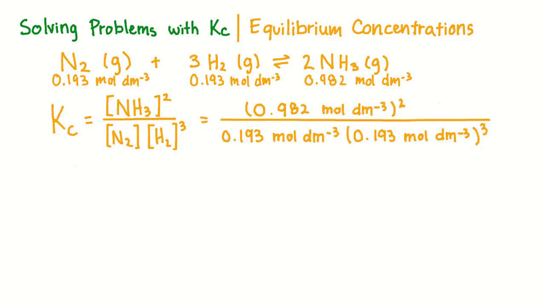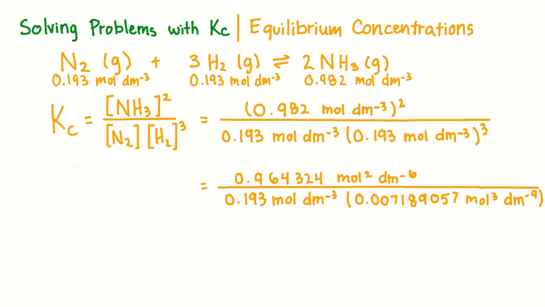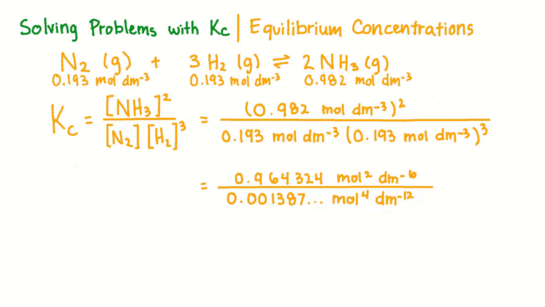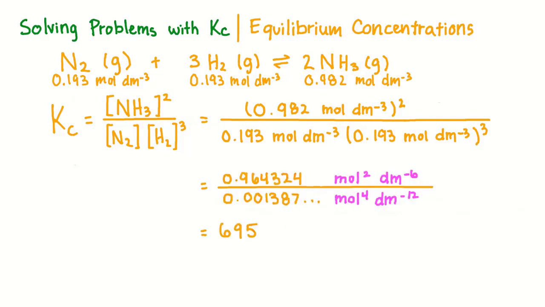Now we just have a little bit of math to do. Let's start off by raising everything to the appropriate powers, and then combining those terms on the bottom, which will give us this expression. Dividing 0.964324 by 0.001387 gives us 695.01 for the numerical portion of our answer, which we can round to 695. Now let's deal with the units.